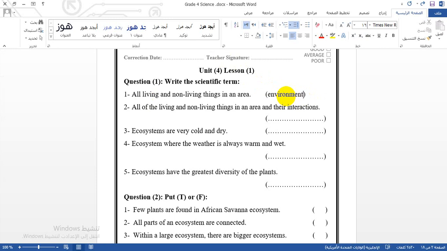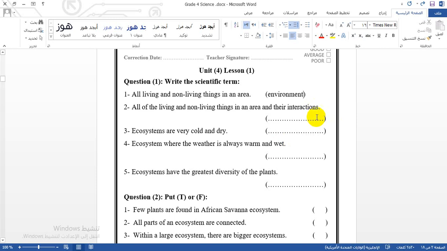So this is the first definition. Let's go to the next one here. All of the living and non-living things in an area and their interactions. How they interact with each other, guys, how they depend on each other, in food or in shelters or whatever. So we call it what exactly? The ecosystem. All of the living and non-living things in one area and their interactions, their interaction between each other. That's what we mean. So they depend on each other for what? For finding food or shelters or whatever.